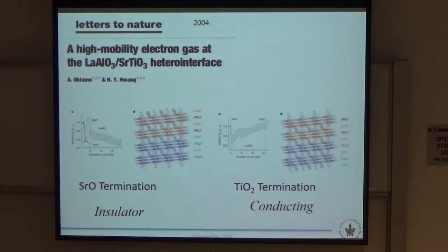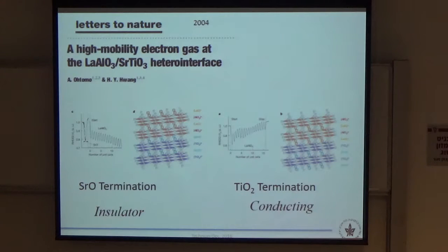Okay, so after we know how to do that, we can look back at this paper, which is kind of seminal. This is Ohtomo and Hwang. This paper opened all this fuss about these interfaces. They took strontium titanate, made this process, and deposited a few layers of lanthanum aluminate, and they found out that if the strontium titanate is SrO terminated, the material is an insulator, while if the strontium titanate is TiO2 terminated, you get a conductor.